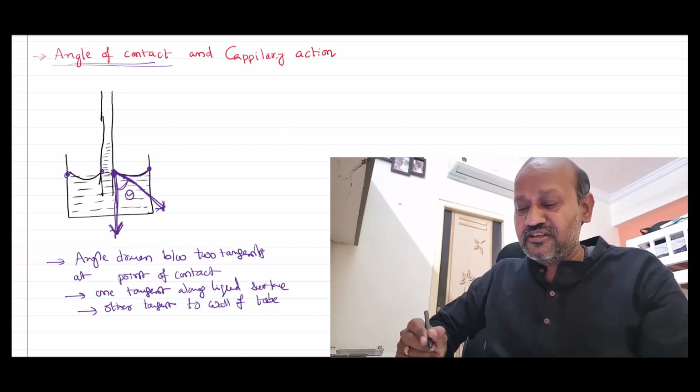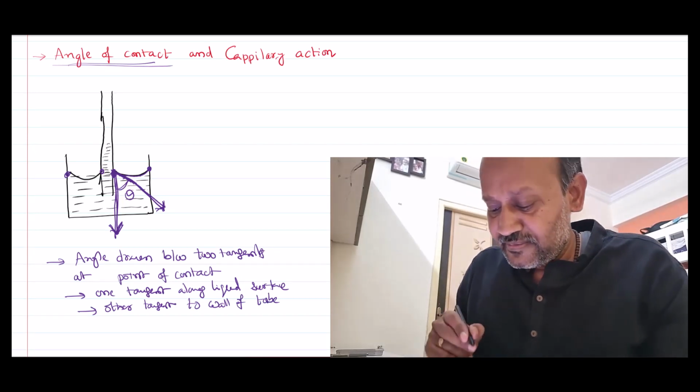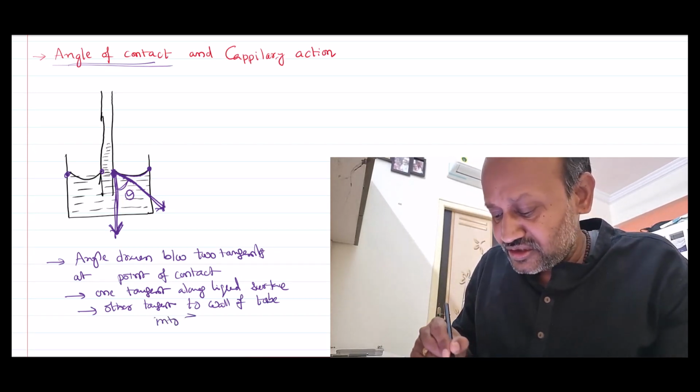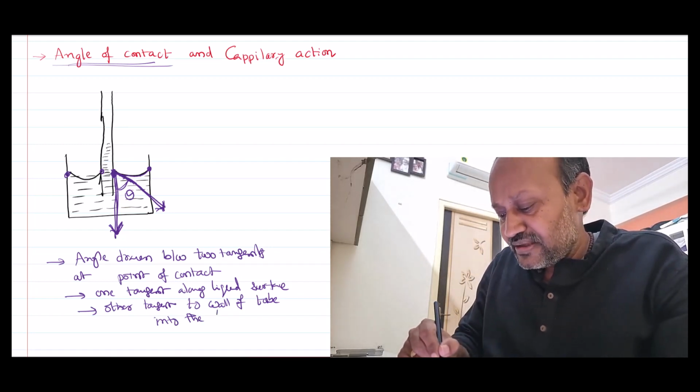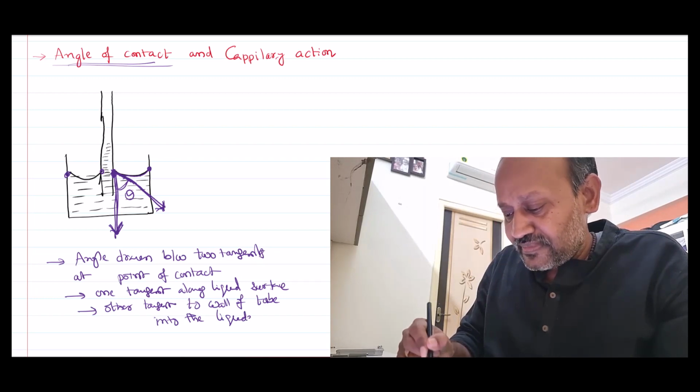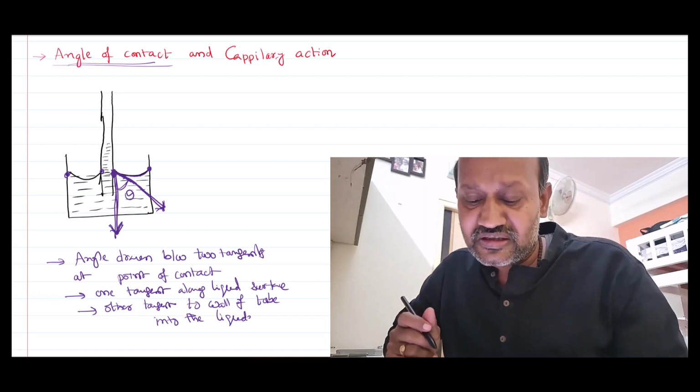The capillary tube is a thin tube whose radius is small. And that has to be drawn into the liquid. You cannot draw upward. The liquid is downward. You have to draw into the liquid. That angle is called angle of contact.